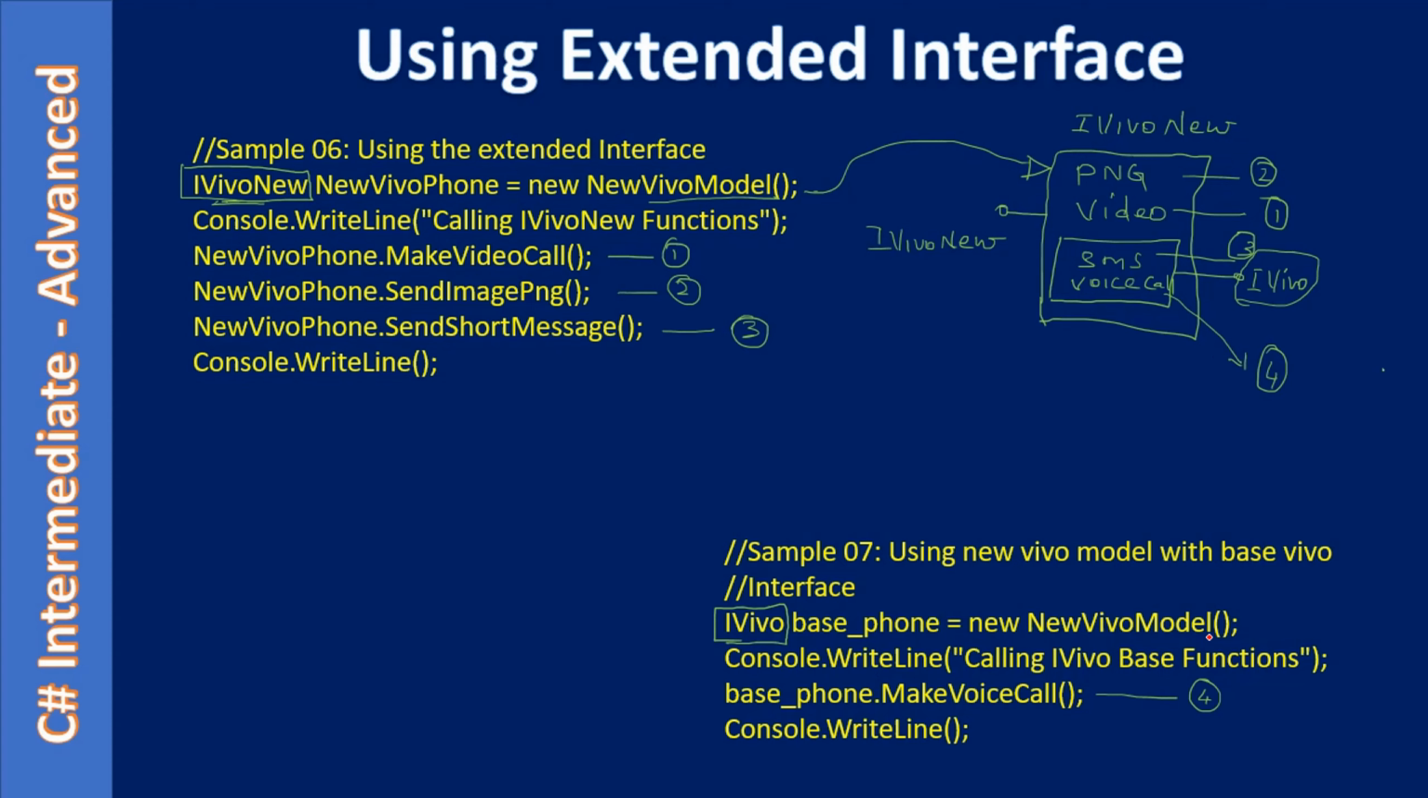So even though this new Vivo model offers all four functionalities, two base and two advanced, since we are using the IVivo, we cannot make a call to PNG, sending PNG and making a video call, because the interface here is IVivo. Alright, now we will go to Visual Studio and see a demo.